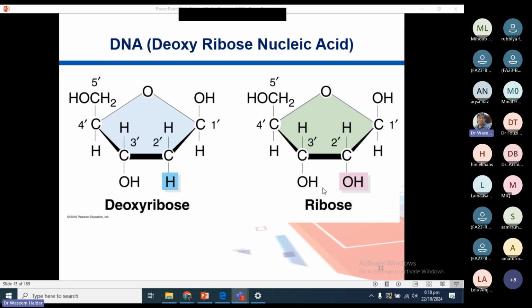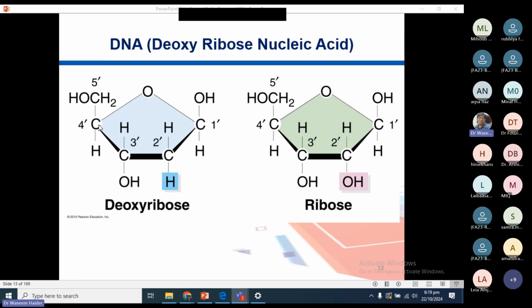So these are the carbons belonging to the sugar molecules, ribose in case of RNA and deoxyribose in case of DNA. Why deoxyribose? Because at position number 2 on ribose there is an OH, and in deoxyribose the O is removed, so there is just H here. That's why we call it deoxyribose, right? On position number 3, there is OH here.